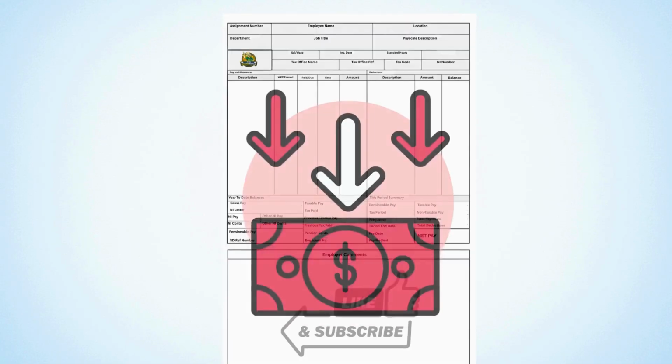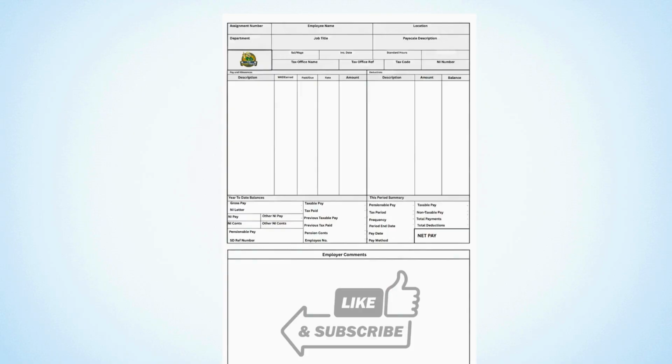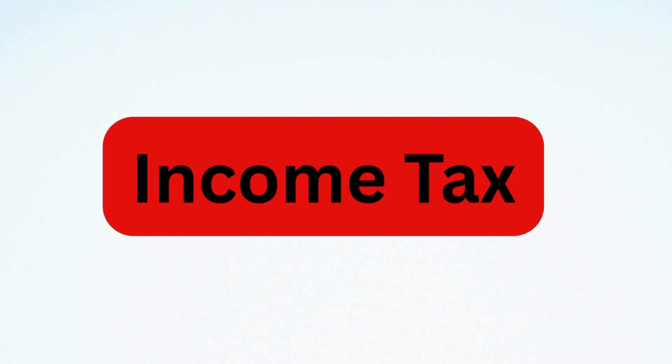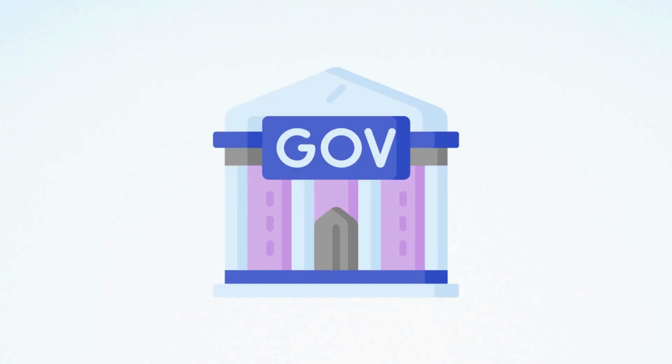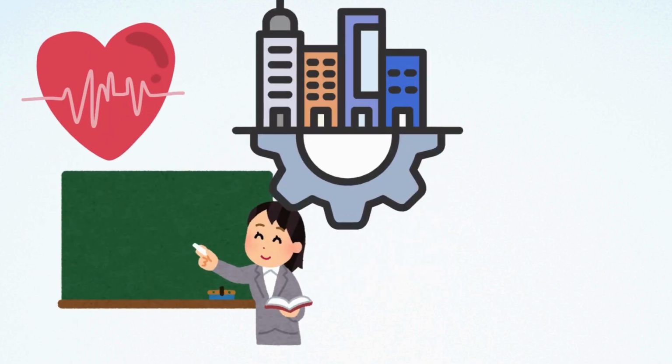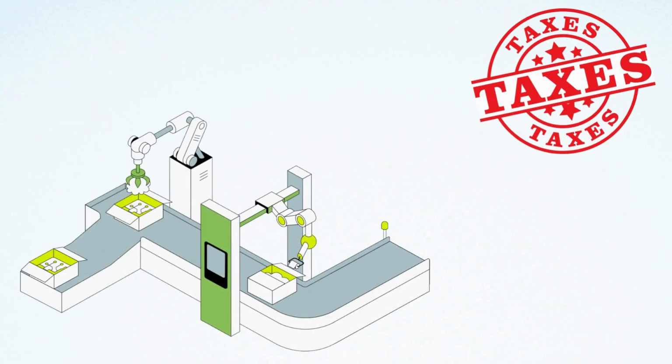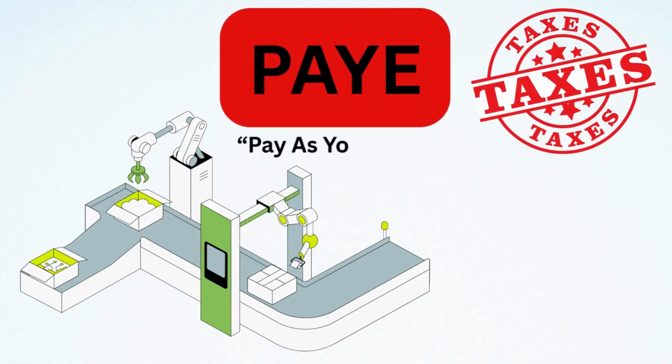Now let's move on to deductions. These are normally located adjacent to the payment section and broken down into individual outgoings. Income tax. Income tax goes to the central government and helps pay for facilities like healthcare, education, infrastructure, defence and public services. The tax is deducted automatically through a system called PAYE, or Pay As You Earn.